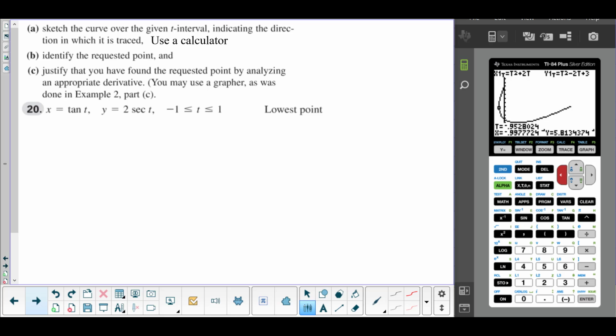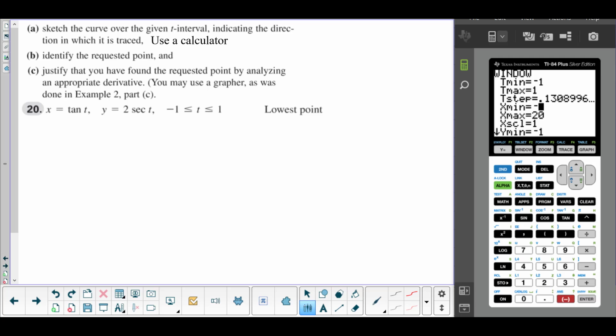Same instructions. Let's go y equals. We'll clear this out and get tangent of t. That's the x. And then 2, let's go 2 divided by cosine, that is secant. Whoops, I need a variable in there. There we go. Let's graph this. Oh, and we're only going from -1 to 1. So window -1 to 1 radians.